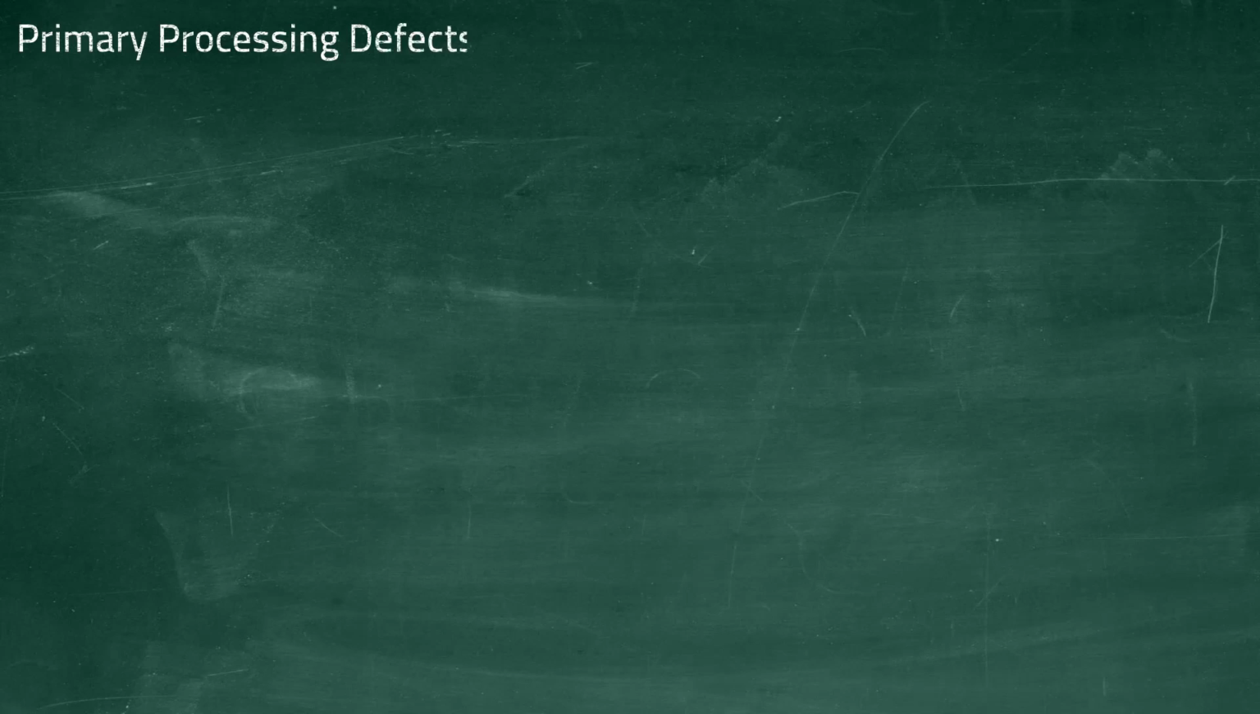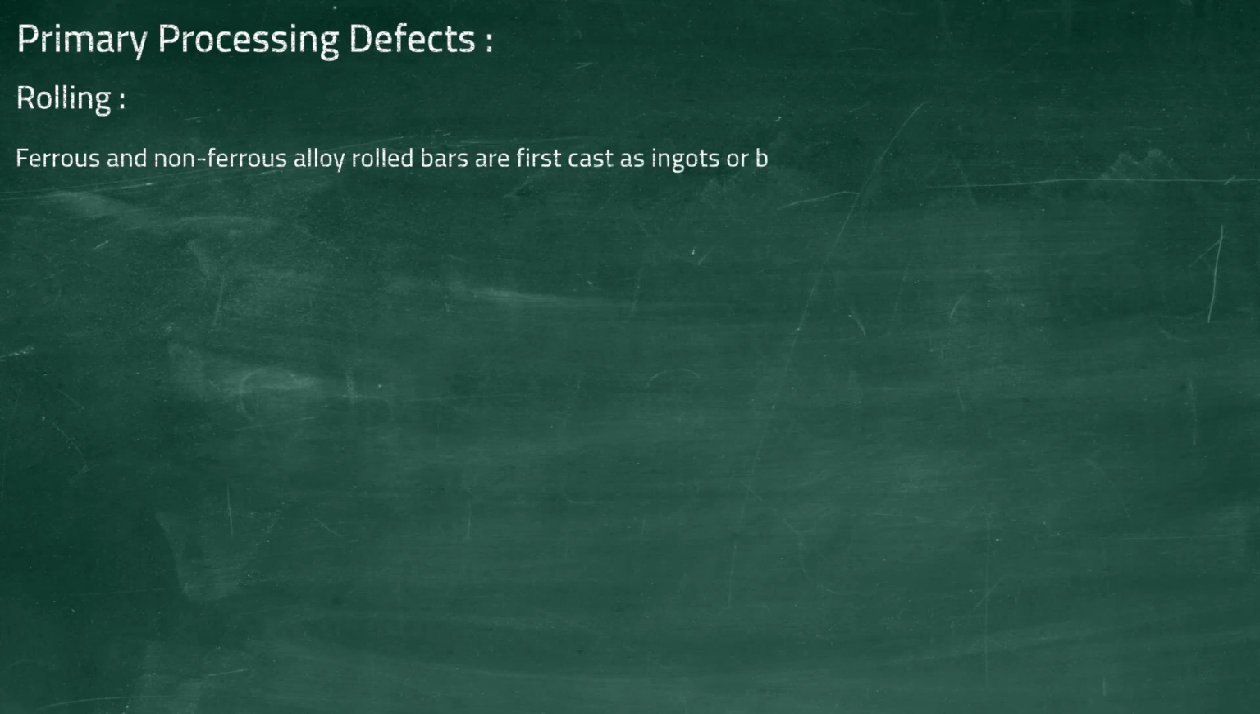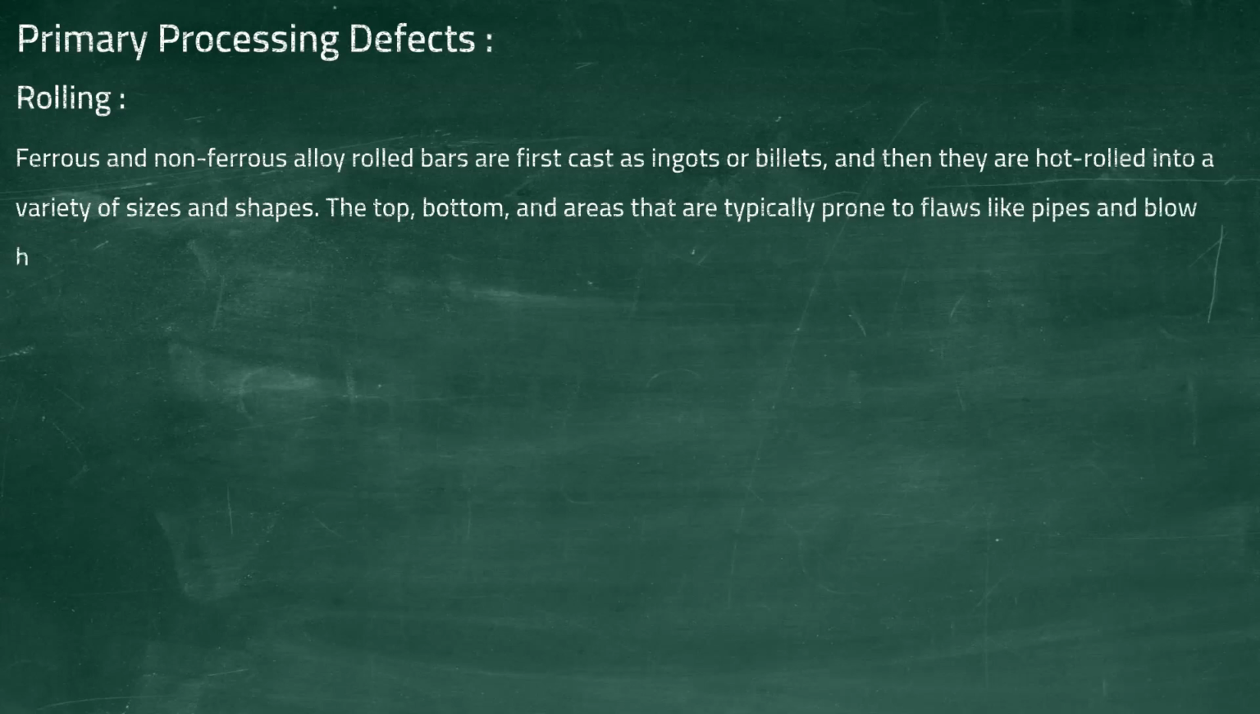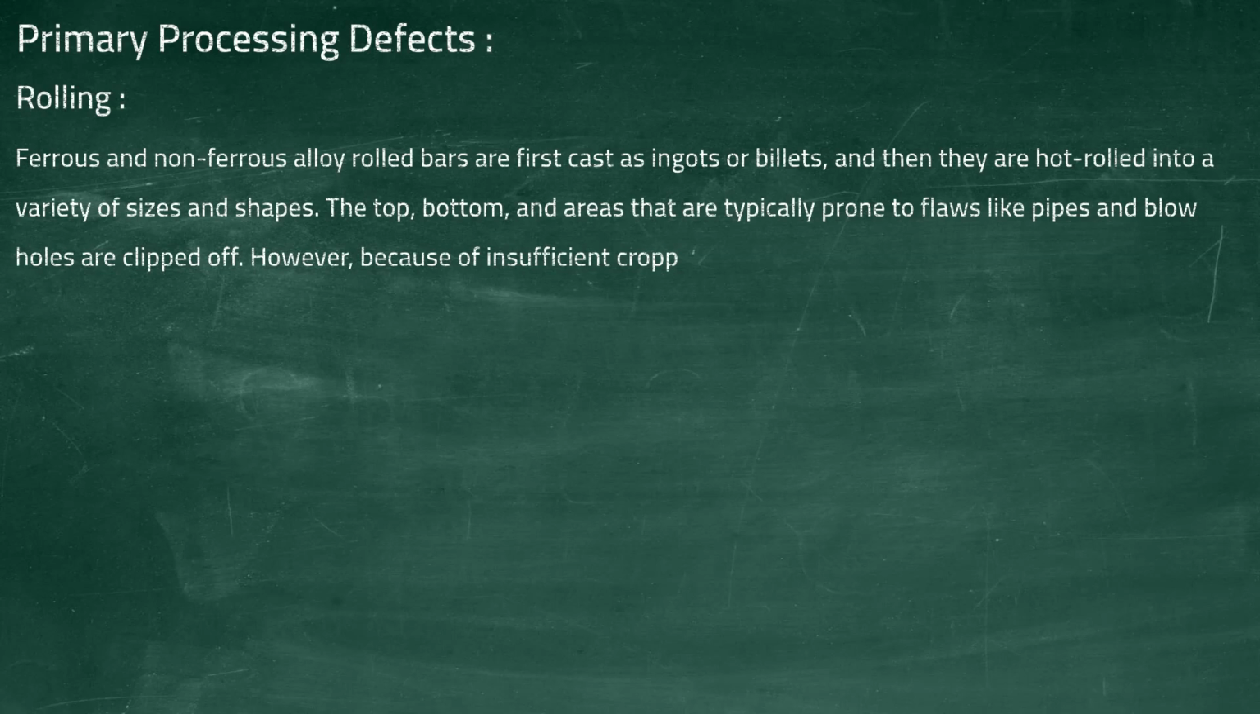Primary processing defects. Rolling. Ferrous and non-ferrous alloy roll bars are first cast as ingots or billets, and then they are hot rolled into a variety of sizes and shapes. The top, bottom, and areas that are typically prone to flaws like pipes and blowholes are cropped off. However, because of insufficient cropping, some of the flaws may still be retained.